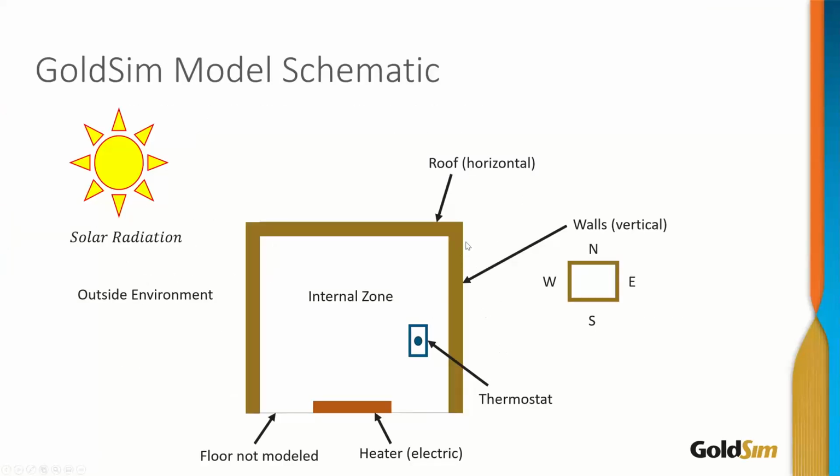Okay, so here's a schematic of the model. We have a rectangular structure that has vertical walls, horizontal roof. There are 4 vertical walls in this orientation. The thermostat controls the temperature, the outside environment we have a data set for, as well as the radiation data.